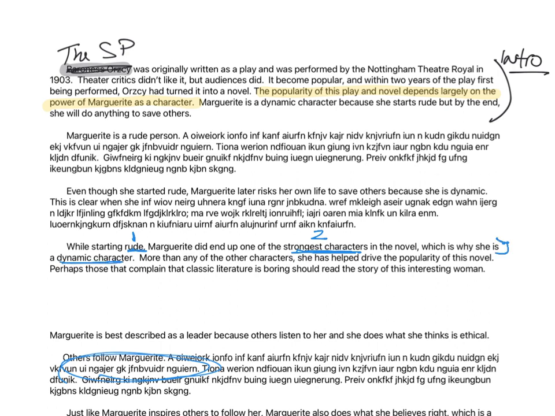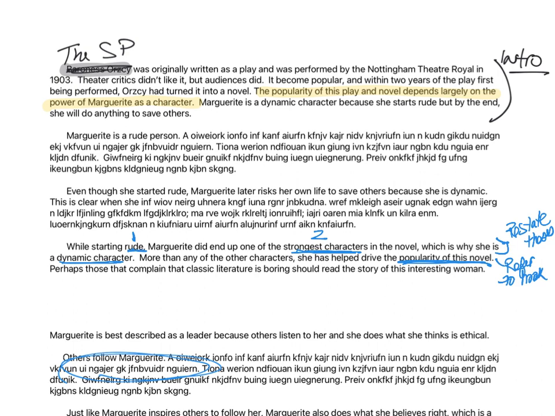So what this means is you need to restate the thesis. Do not put it in the same words. You want to put it in new phrasing, but you do want to keep the same basic idea. More than any of the other characters, she has helped drive the popularity of this novel. That is going to be a reference to our hook. So the hook talked about the play and the book being popular, and so you need to go back to whatever is in that opening line of your intro.